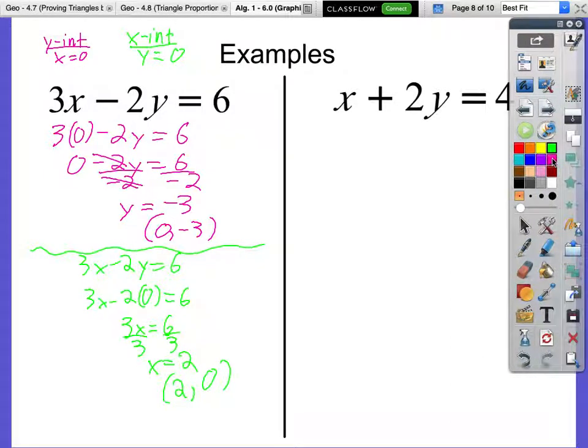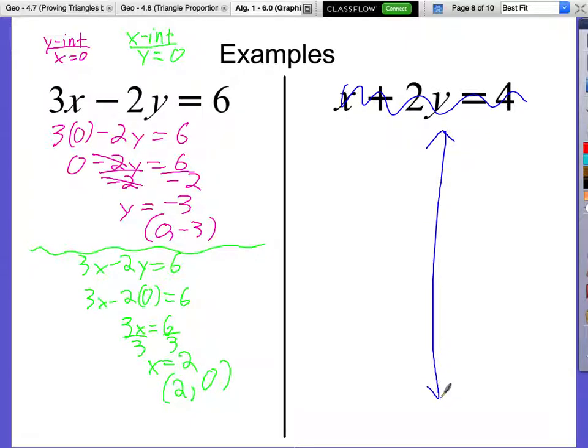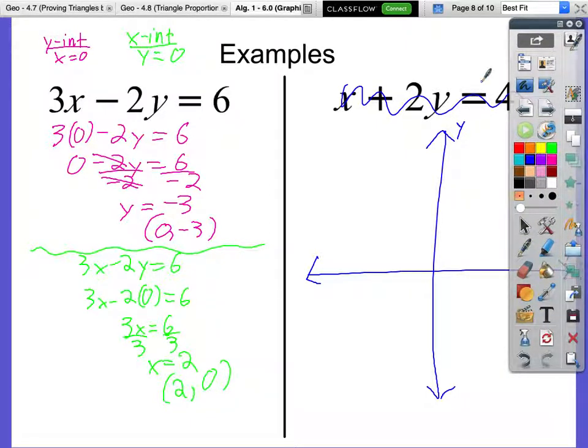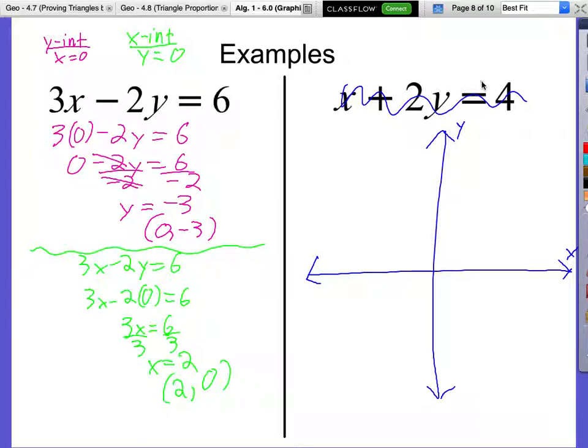So what we could do with this is make a graph and plot these points. Let's make a graph. Let's plot these points. Make sure you're making this one with me. We have 0, negative 3. So it's going to be 0 left to right and negative 3 down. 1, 2, 3. And we have 2, 0. 1, 2.